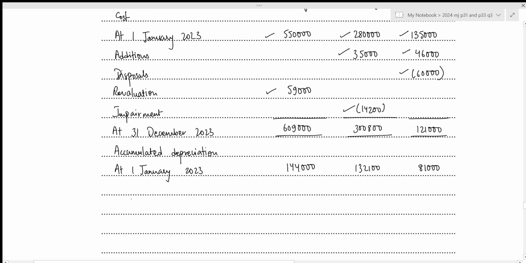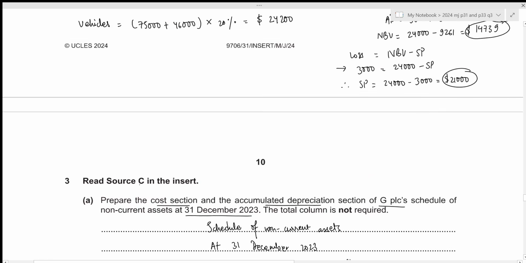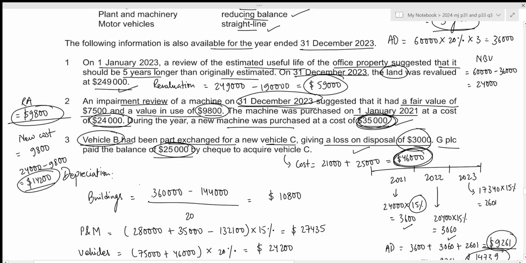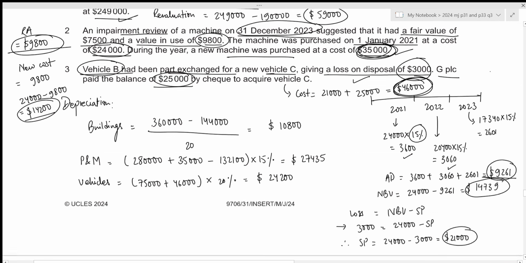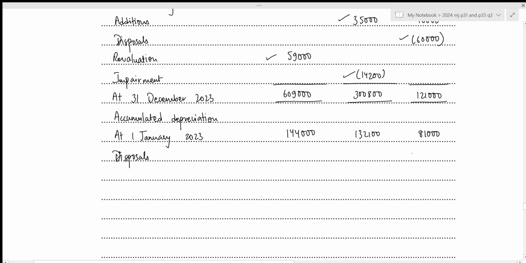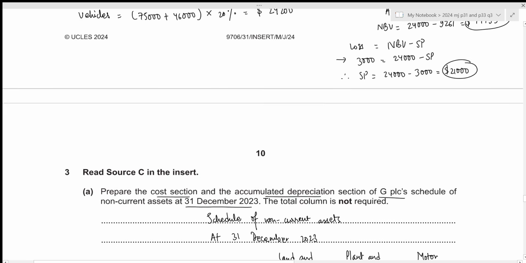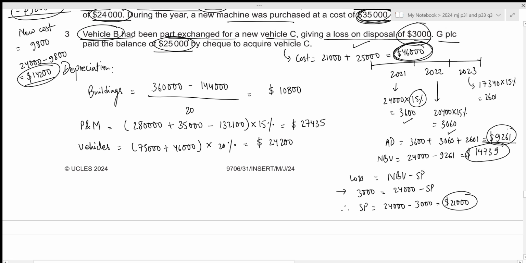And remember, in this case, there was disposal, so we need to subtract the accumulated depreciation of that disposed non-current asset. In this case, we disposed vehicle B, and for vehicle B, the accumulated depreciation was 36,000. Let's remove it now. There was impairment as well. And for impairment as well, we need to subtract the accumulated depreciation of the impaired non-current asset. That was 9,261 for plant and machinery.